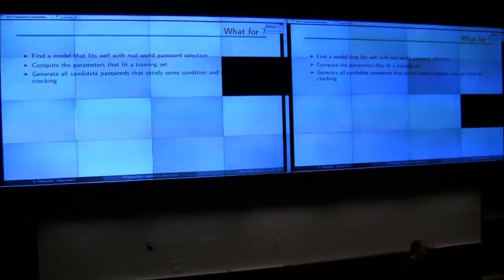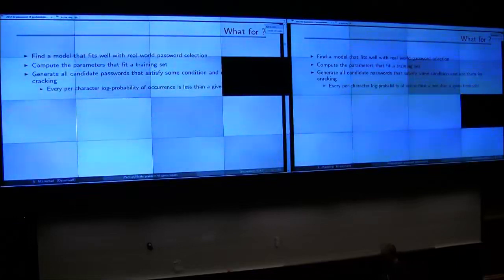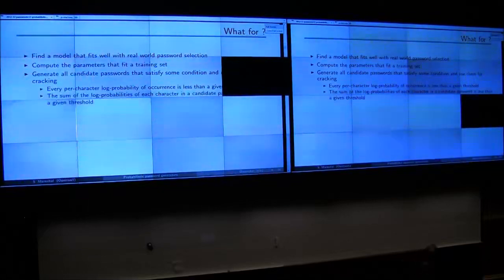So what are we going to do here? I'm going to show some models that are supposed to represent how people choose passwords, generate all the statistics that are associated, and use that model to generate candidate passwords. Those candidate passwords must match a certain criteria. For example, you can say that every character must be at least as likely as some given value. But what I am going to talk about is when the sum of the log probabilities of all characters is less than a certain value.